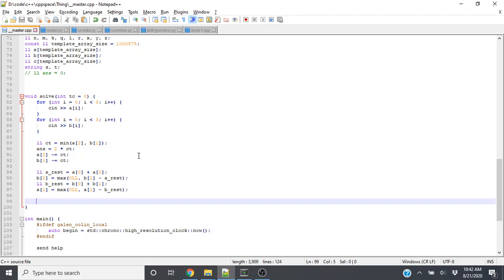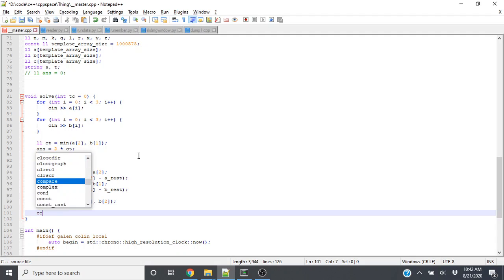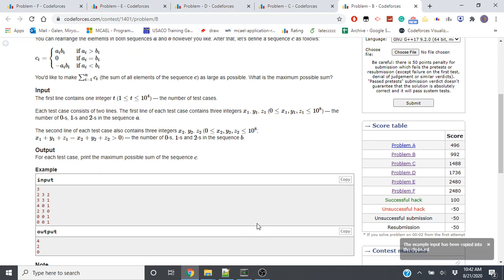Then whatever we have left, we're forced to take. So ans minus equals 2 times min of A1 and B2. And that's essentially it.